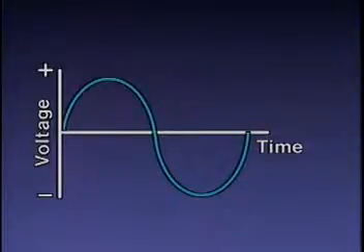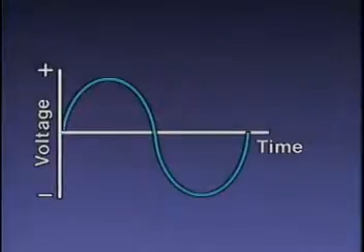Now, in an actual power system, cycles occur rapidly. In many cases, there are 60 complete cycles each second. The unit that represents cycles per second is Hertz, so 60 cycles per second can be referred to as 60 Hertz. The value of the induced voltage is at a peak 2 times during each cycle.